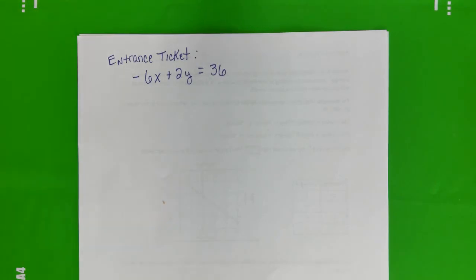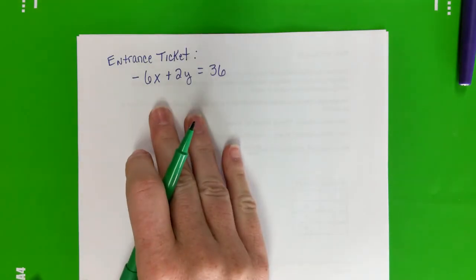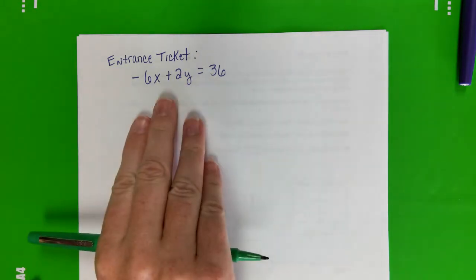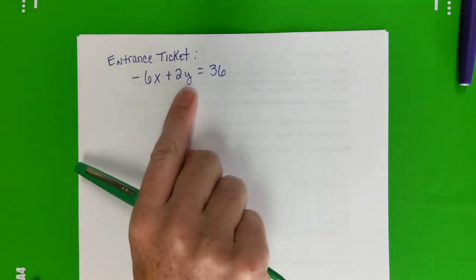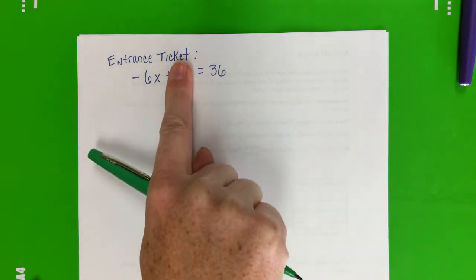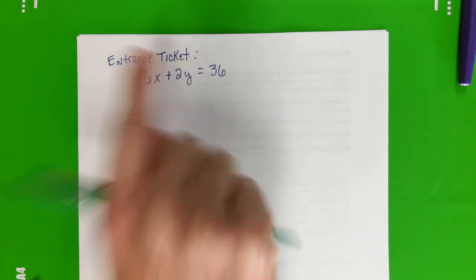Okay, so the first thing I wanted to go over was the, quote, entrance ticket to the last video to make sure we know what the answer is. It asked you to find the intercepts. So I just want to remind you to find the x-intercept, we need to plug 0 in for y. And we also talked about how it's as easy as just covering that up because that's going to equal 0, right?